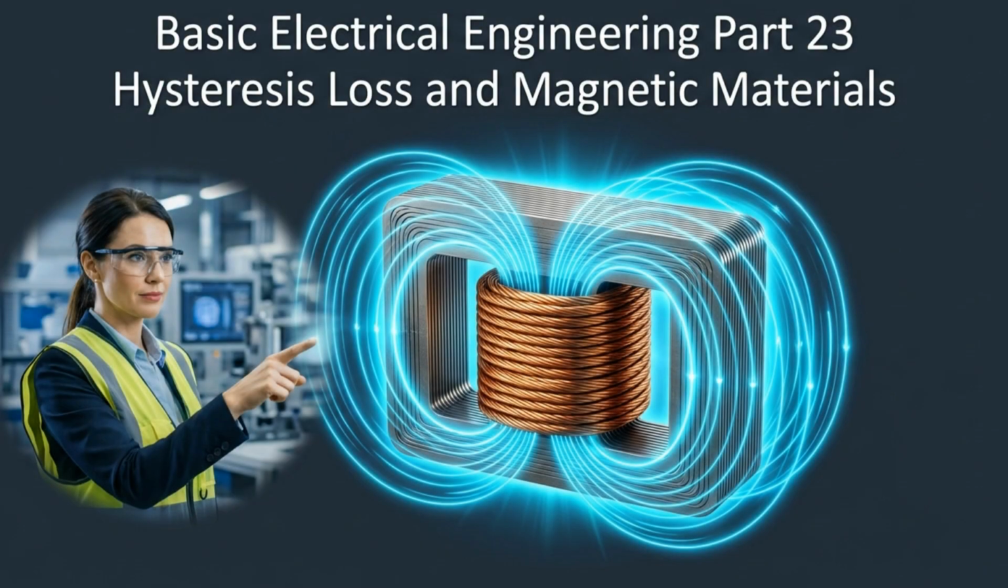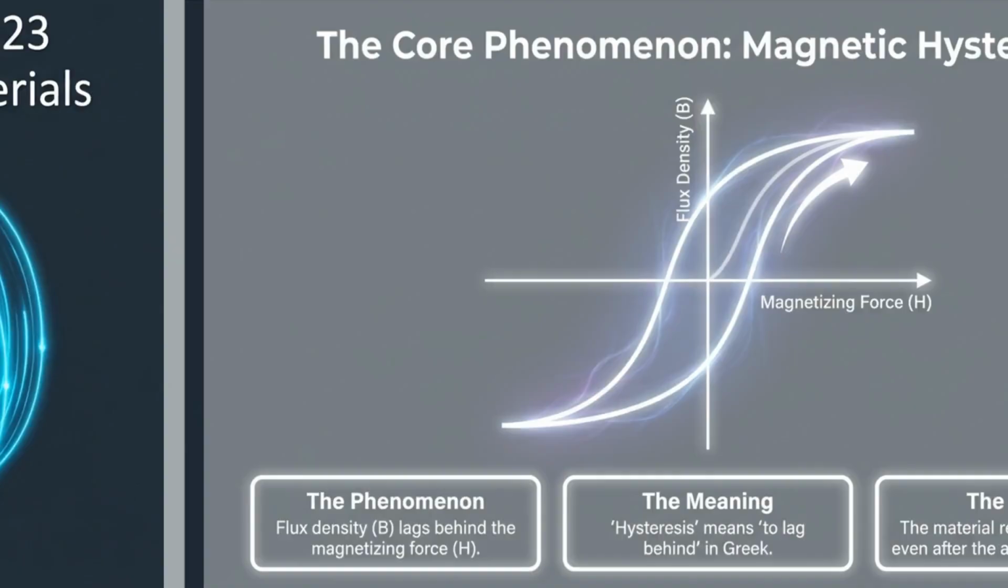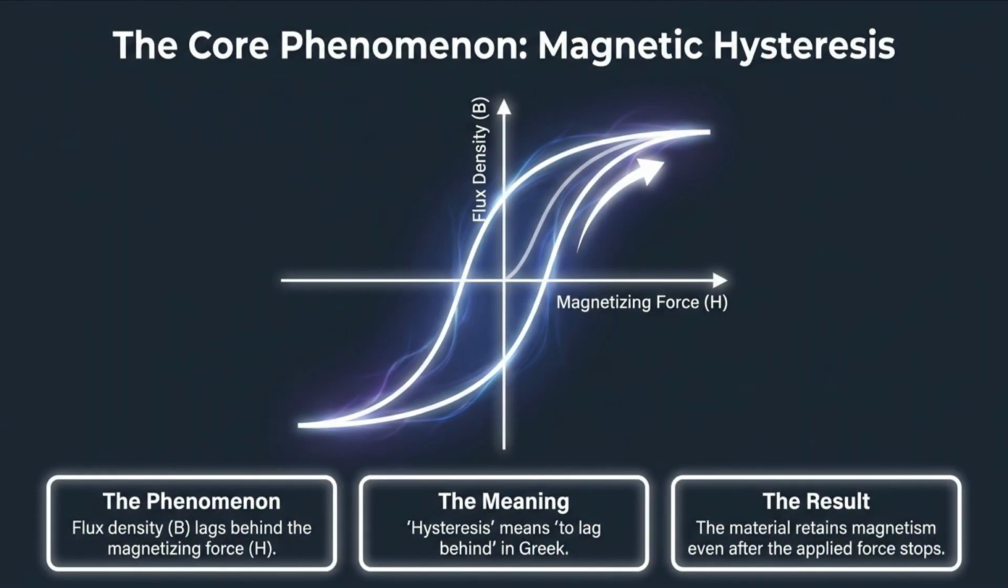Welcome to Part 23 of Basic Electrical Engineering, where we'll explore hysteresis laws and magnetic materials. We will cover the core phenomenon, the cause, and how it impacts electrical devices. Magnetic hysteresis is the core phenomenon. The flux density, or B, lags behind the magnetizing force, or H.